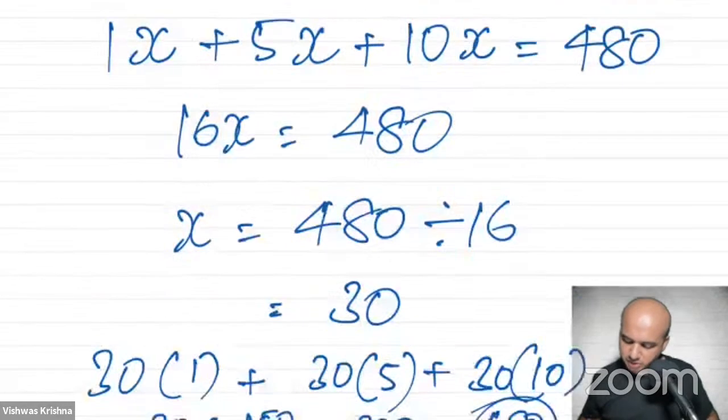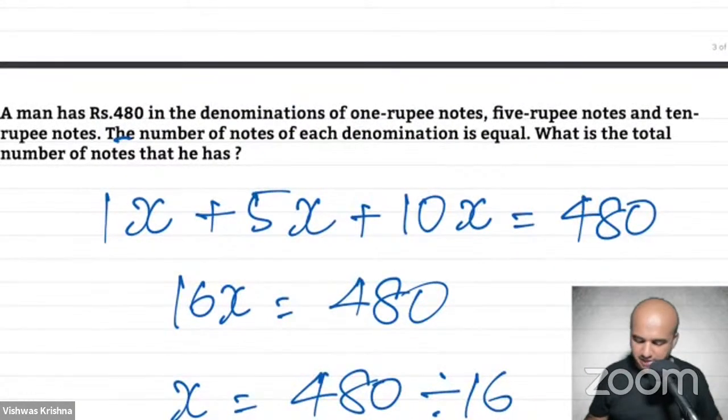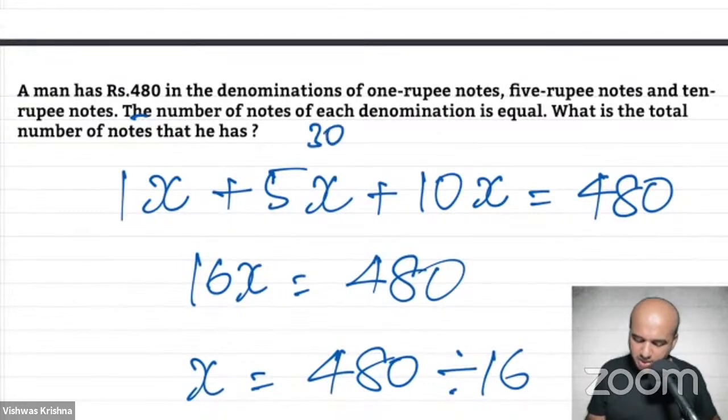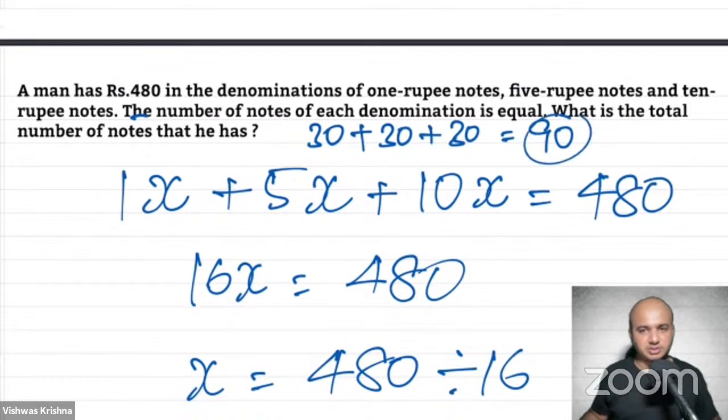So what was the question? What is the total number of notes which he has? Total number of notes would be 30 1 rupee, 30 5 rupee plus 30 10 rupee, which is 90 notes. That's all. The actual answer here would be 90 notes.